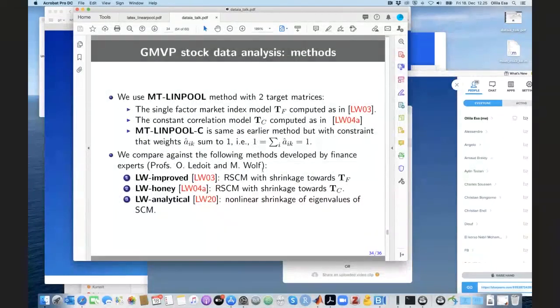Then we compare our method to three very popular estimators in finance. The first one is the regularized sample covariance matrix, which has just a single target. This is actually the same method that was proposed in the 2003 paper. Then we compare it with the second method, proposed in the 2004 paper. And then we compare it with a more recent approach, using nonlinear shrinkage of eigenvalues, proposed by Ledoit in a 2020 paper.